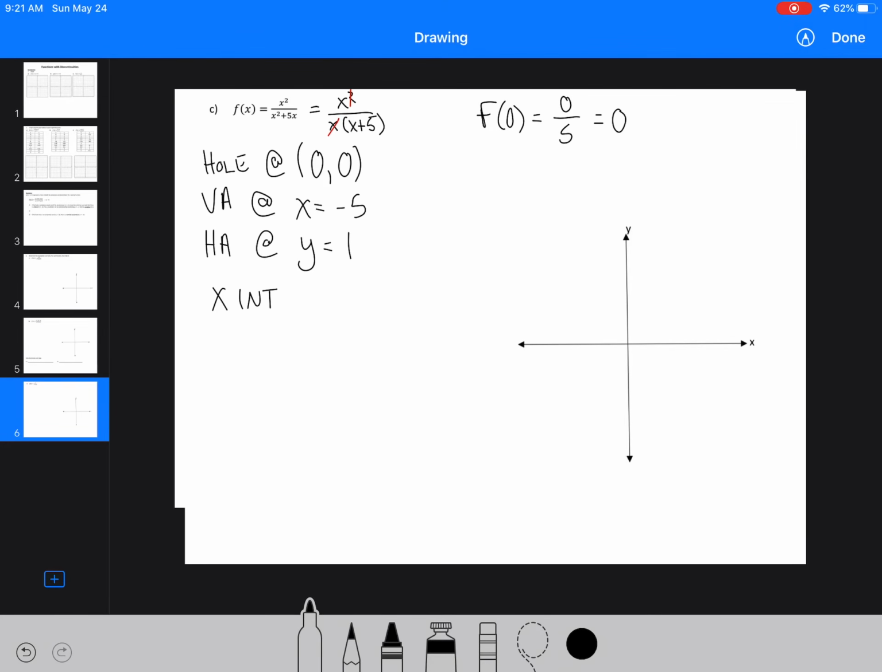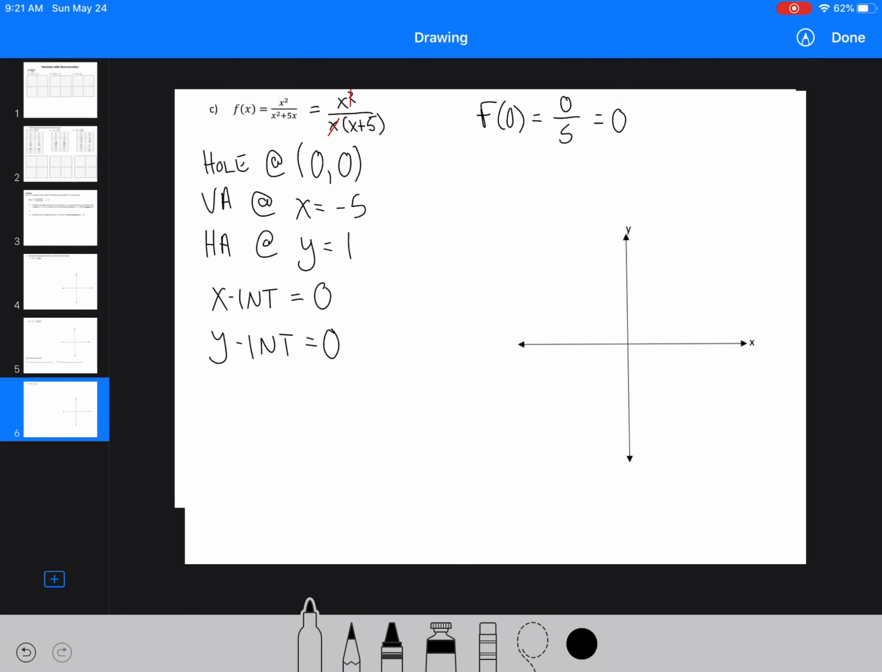X-intercept. This one should be a little bit obvious because we have an x on the top. Our x-intercept is equal to what? What do we have here? 0. Y-intercept is going to be equal to 0 as well. But those zeros actually don't count because that's a hole. So we can't have an intercept there if the graph doesn't exist there.